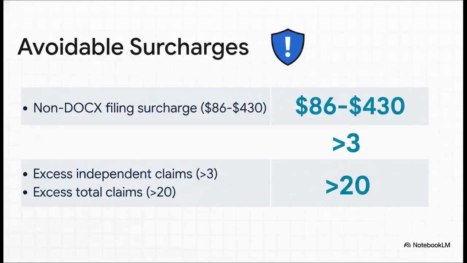But you've got to beware of the surcharges that can totally catch applicants off guard. For example, if you don't submit your specification, claims, and abstract in DOCX format via the USPTO's Patent Center, you are going to get hit with a non-DOCX surcharge ranging from $86 to $430. Also, if your application includes more than 3 independent claims or more than 20 total claims, you will pay excess claim fees. With complex filing strategies, this can quickly add several $100s right to your baseline government cost.